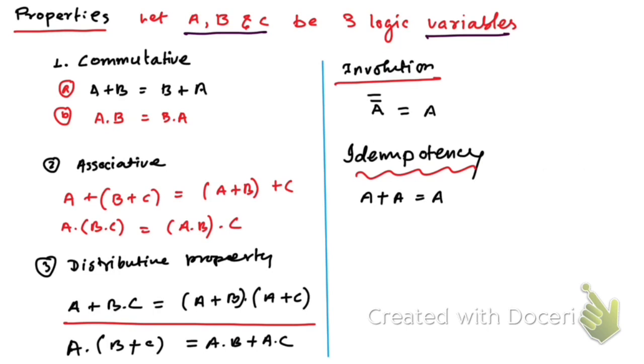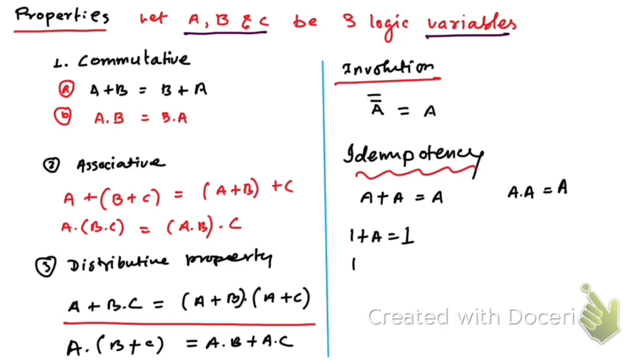Similarly, you're going to have A dot A, that's going to be A, AND gate. Next you're going to have 1 plus A, that's always equal to 1. One logic variable is already 1, and plus means the OR gate. It doesn't matter what the value of A is, but if one variable is 1, then if you apply the OR gate, the result must always be 1, right?